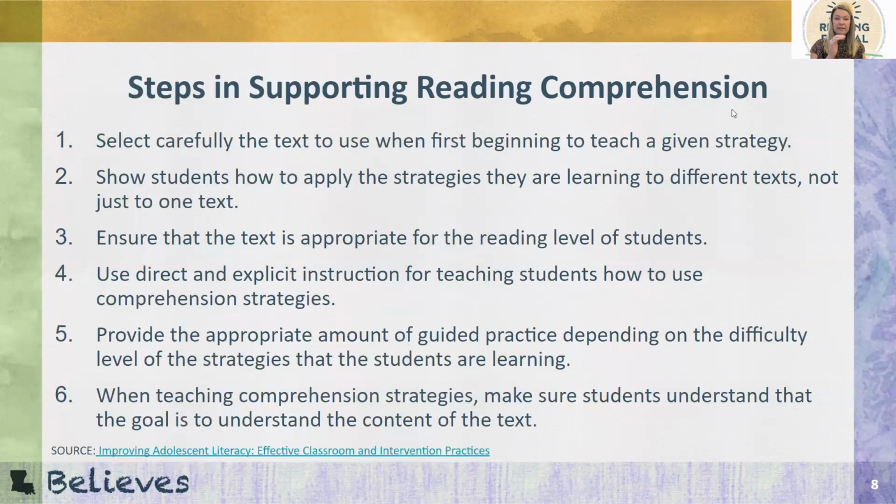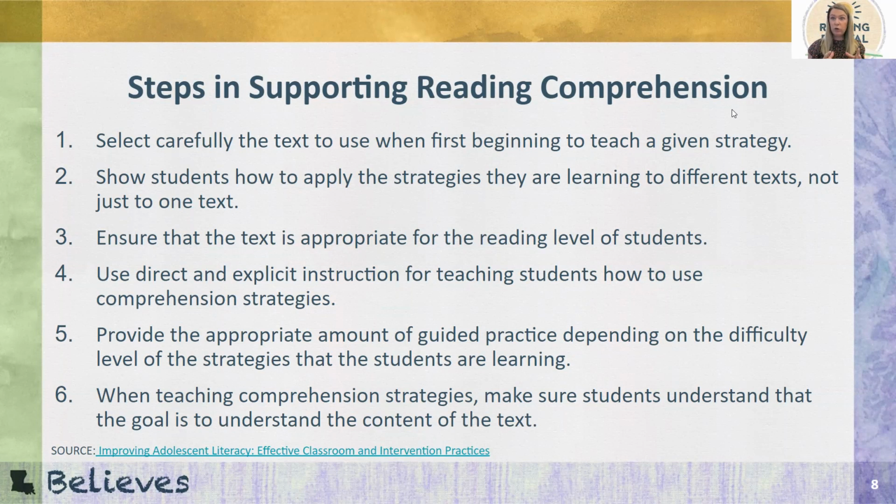So we talked about this in the last session as well, but there are some steps that we should go through in supporting reading comprehension, whether we're doing it through summaries, general writing, anything we're doing to support reading comprehension. So the first thing we want to do is select carefully the text to use when first beginning to teach a given strategy. Now, writing in itself isn't necessarily a strategy, but it could be if we're focusing specifically on summary writing or something like that.